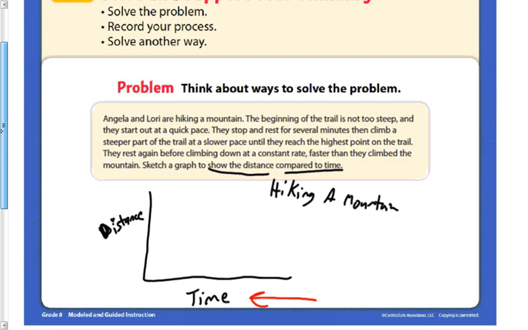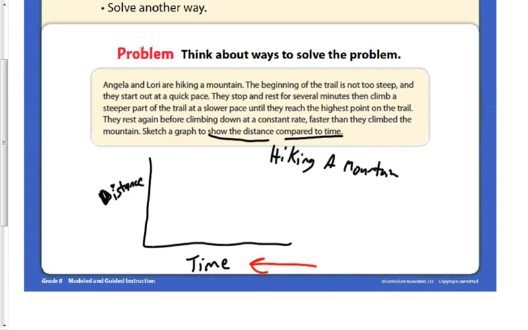And we already broke it apart. This first one we said, the beginning of the trail is not too steep and they start at a quick pace. So let's say a quick pace going up the hill. Here's my first chunk. They stop and rest for several minutes. So I'm going to show for several minutes, as time is going on, they're not going up at all. So their distance stays the same.